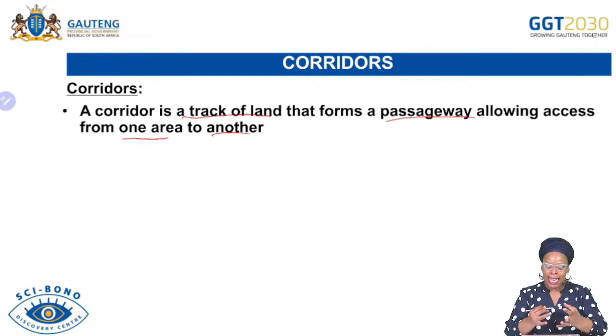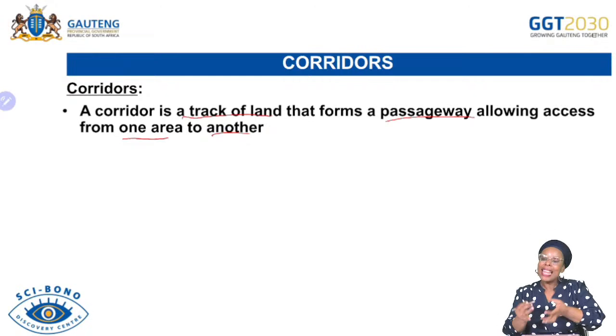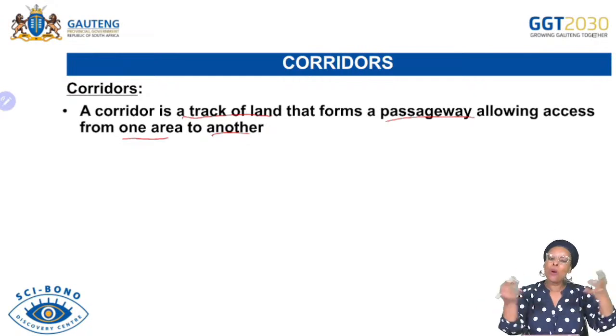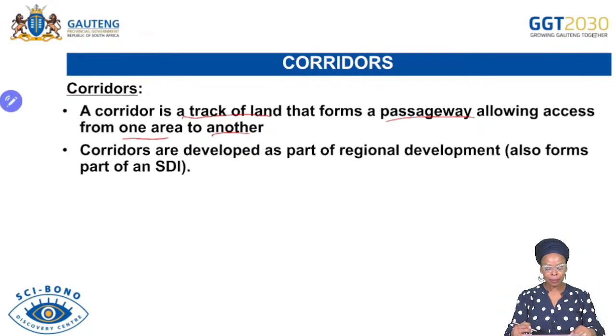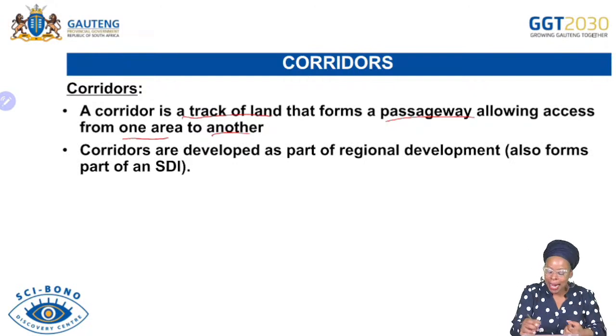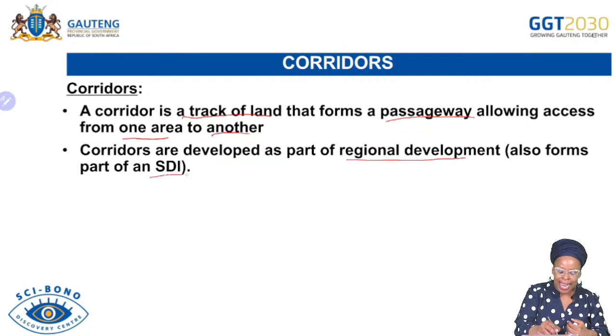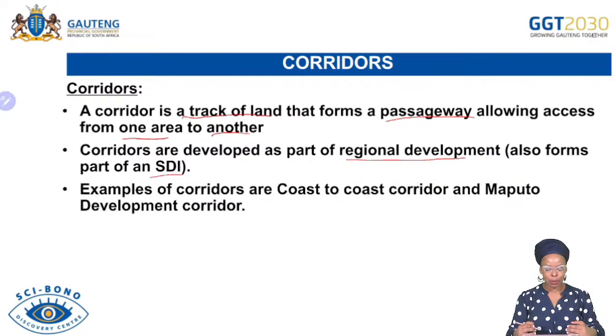So corridors are a tract of land that forms a passageway which allows economic activities to take place between one region and the other region. They are developed as part of regional development, and they are also part of SDI. We do have examples. We have Coast to Coast Corridor. We have Maputo Development Corridor.